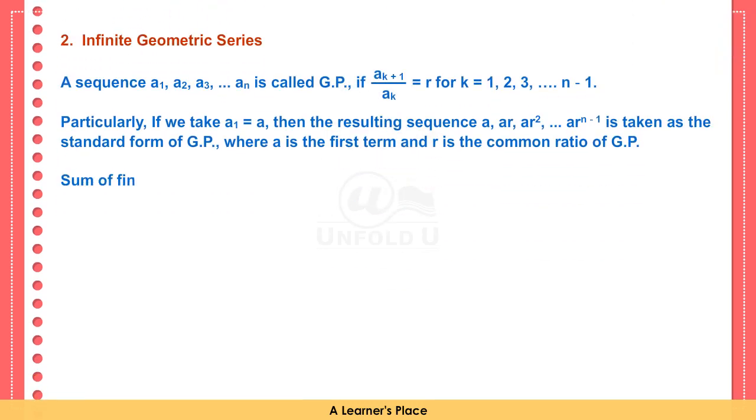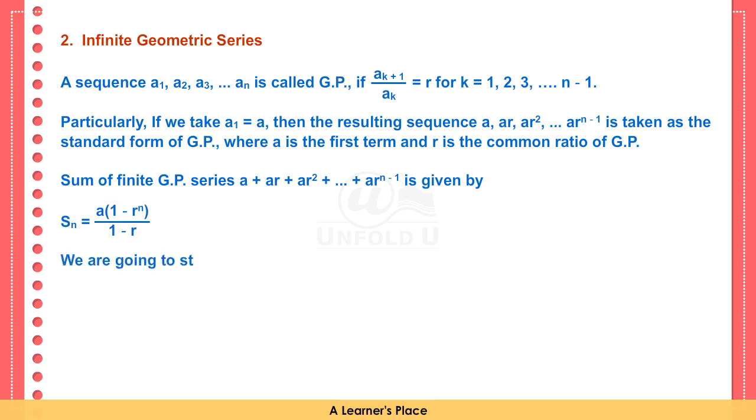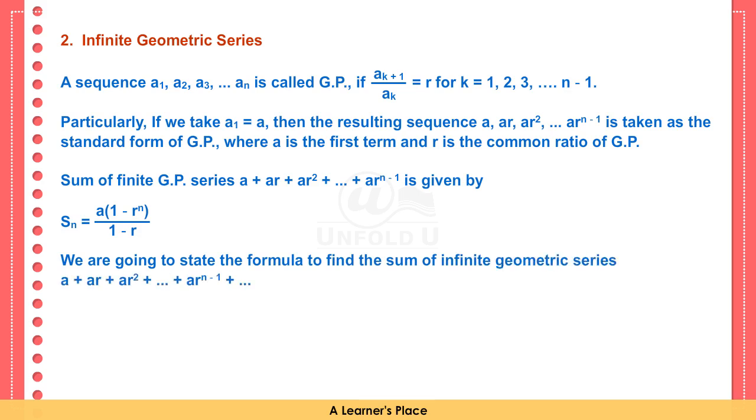Sum of finite geometric progression series is given by Sn is equal to a into 1 minus r raised to the power n upon 1 minus r. Now, we are going to state the formula to find the sum of infinite geometric series.